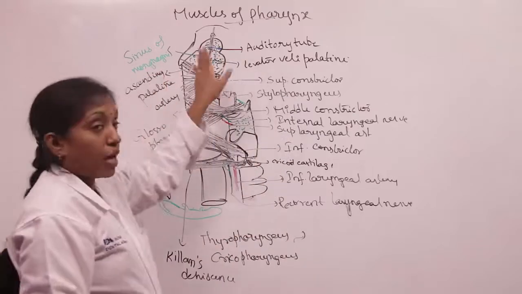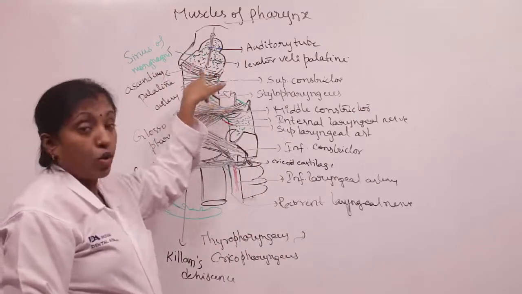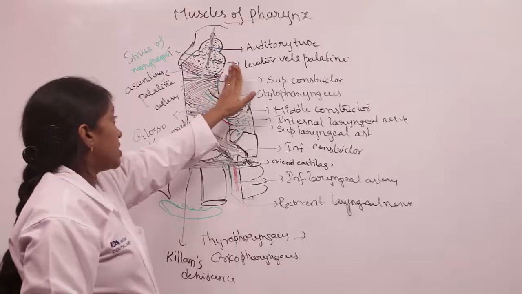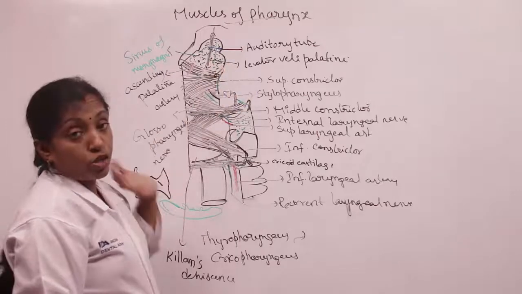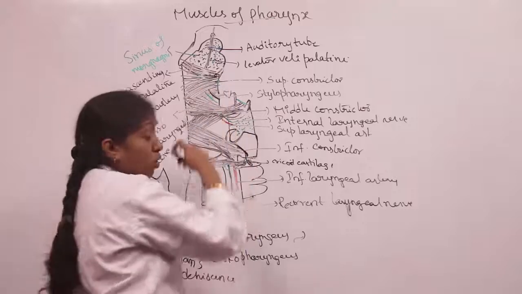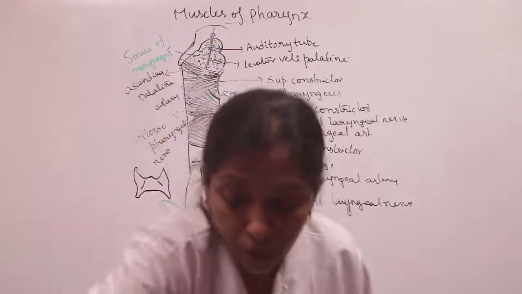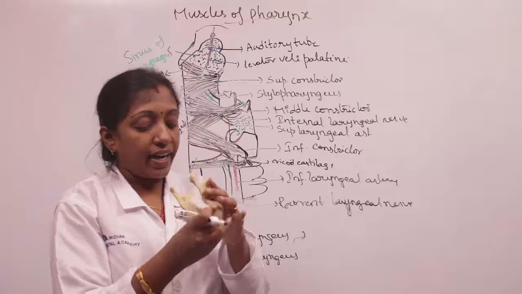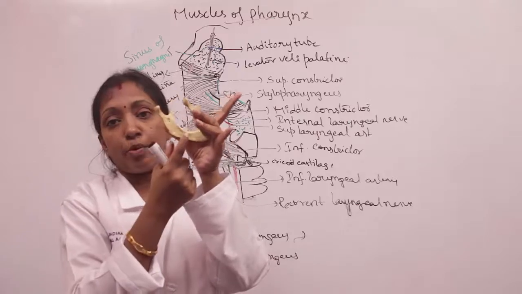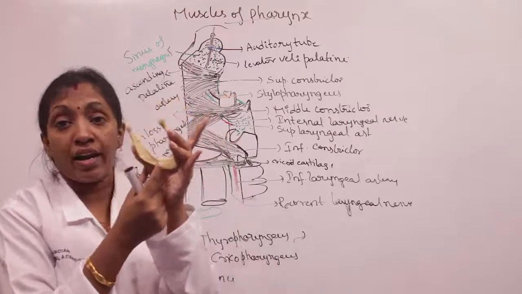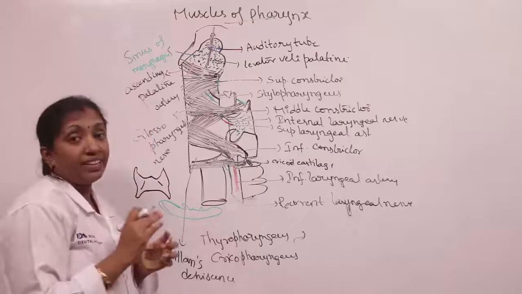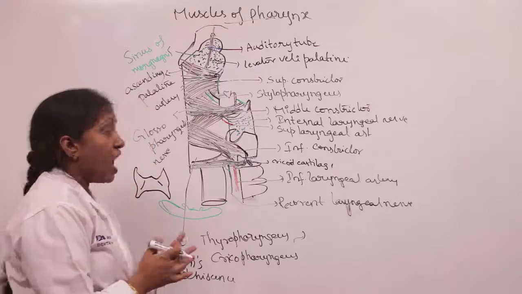So the superior constrictor muscle arises from the pterygoid hamulus and also from the pterygomandibular raphe, which separates the buccinator from the superior constrictor, and also from the posterior part of the mylohyoid line. We have the mylohyoid line here, and also from the side of the tongue. That is the origin of the superior constrictor.